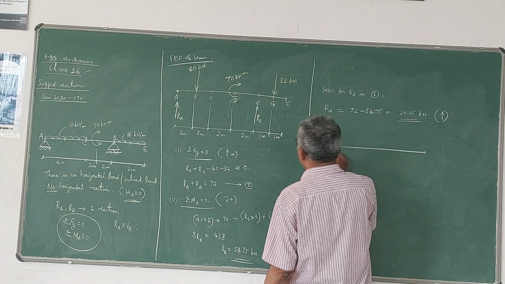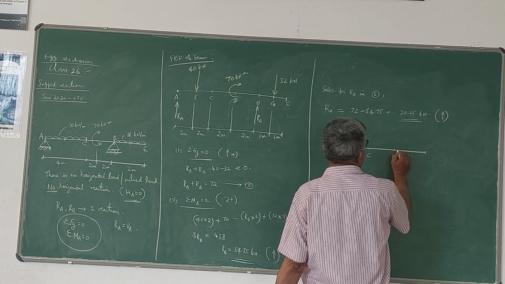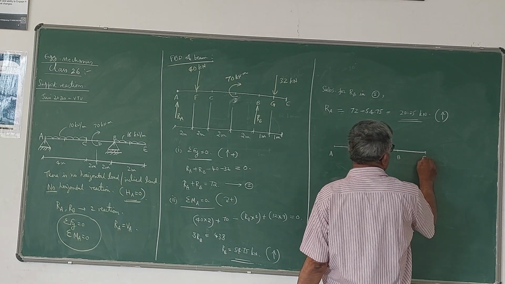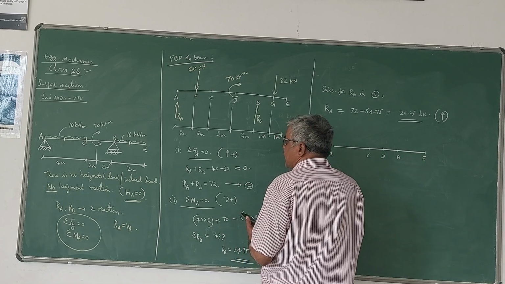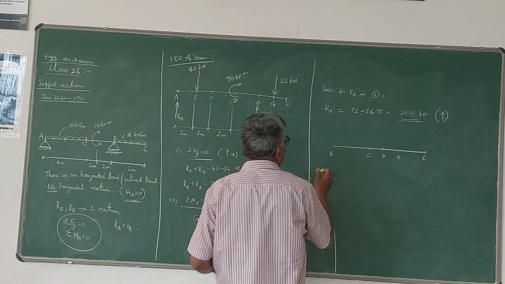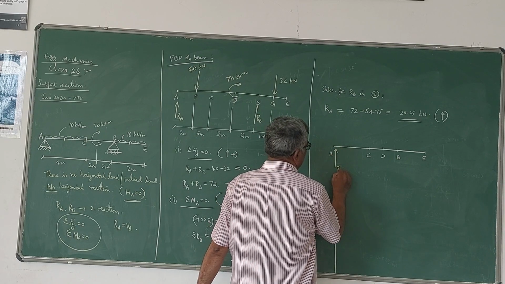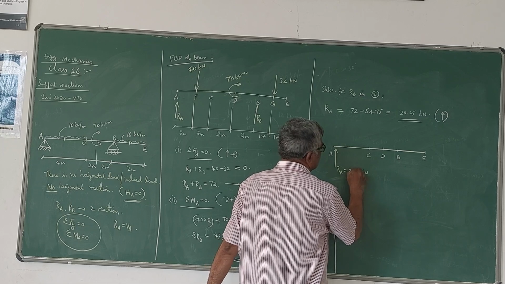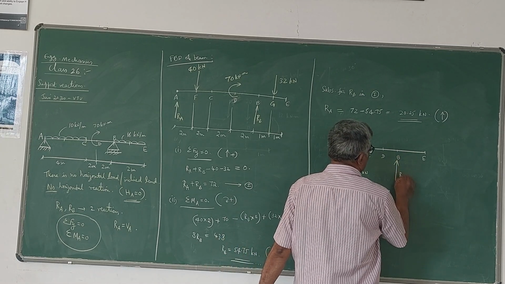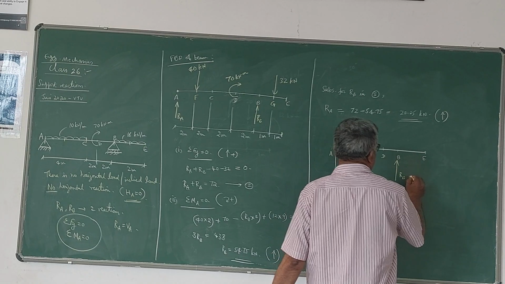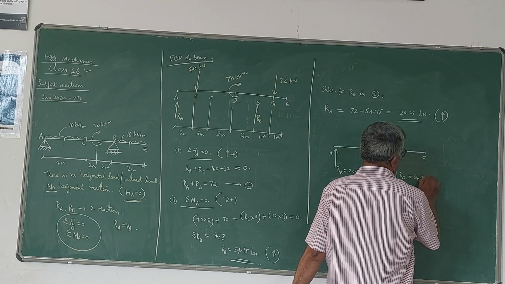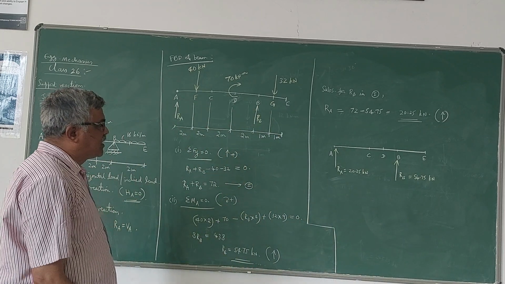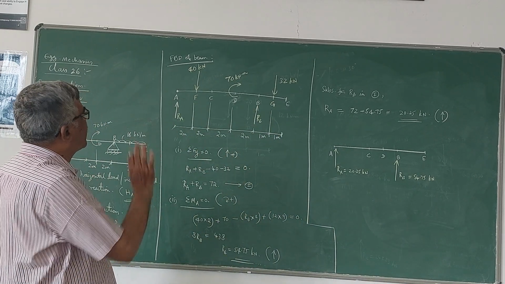Now, once you get RA and RB, you can represent them in a diagram. So you have A here, you have C here, you have D here, and you have B here. Now, only at A and at B, you have to show the two reactions. RA is this value, 20.25 kilonewton acting upwards, and RB is this value, 54.75 kilonewton acting upwards. So the check is, if you add these two reactions, it should be equal to the total load acting on the beam.